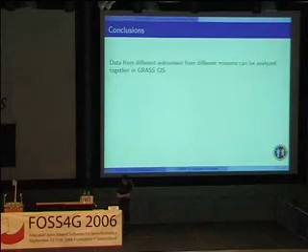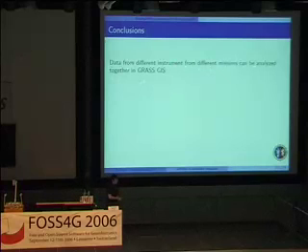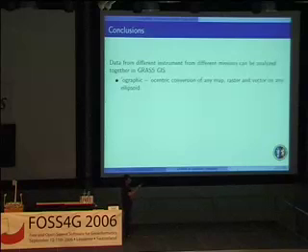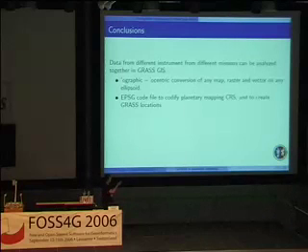So, conclusions: data from different instruments, from different missions, can be analyzed together in GRASS GIS, using this conversion of any map, raster and vector data, for any ellipsoid. These are results of my study and must be validated somehow. I am just interested in talking about that with a lot of scientists. So if you are interested in this stuff, just contact me, I will be happy.